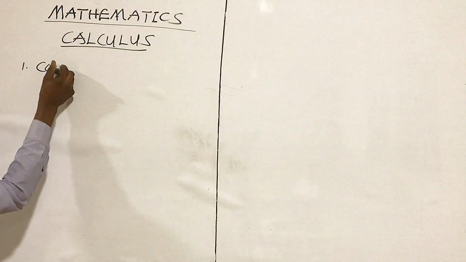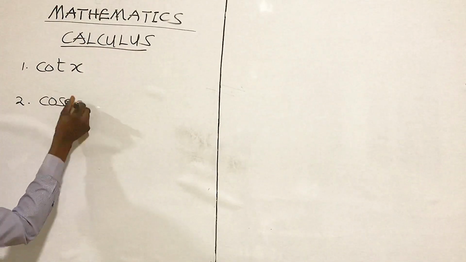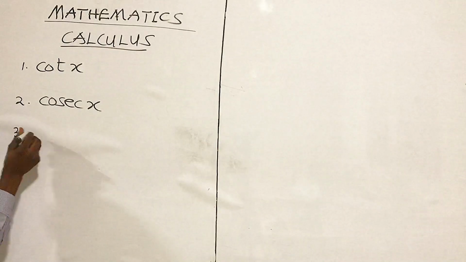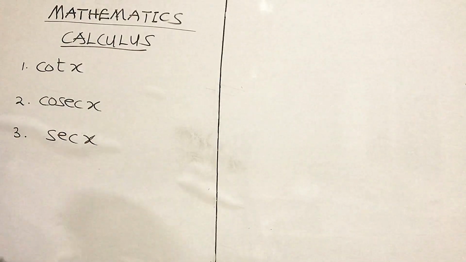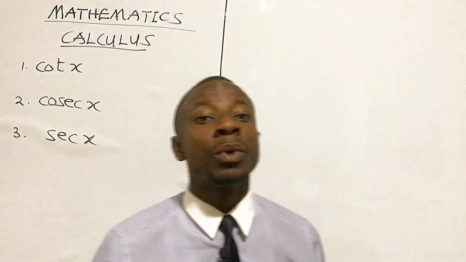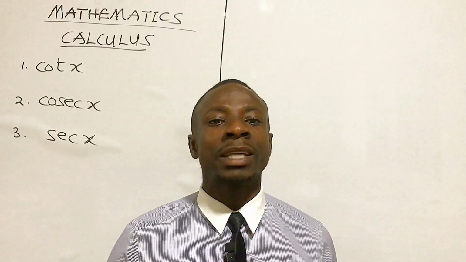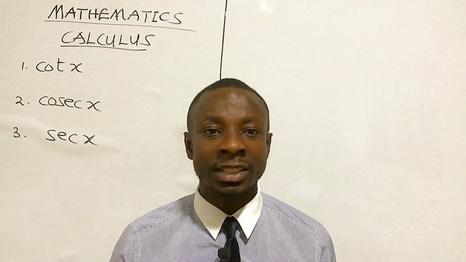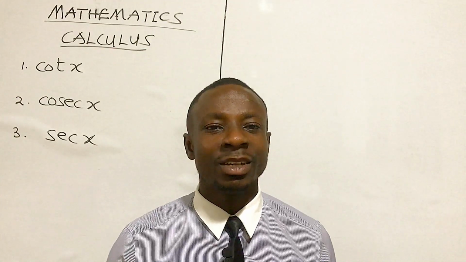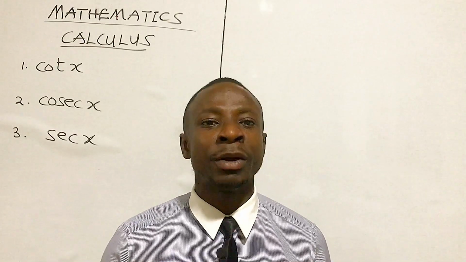So the first one is going to be cot x. The second one is cosec x. Then the third one is sec x. So these three are some of the derived trigonometric ratios. In my previous video, we learned how we can differentiate them. But this morning, we are going to look at how we can use these to solve some examples in the next few minutes.